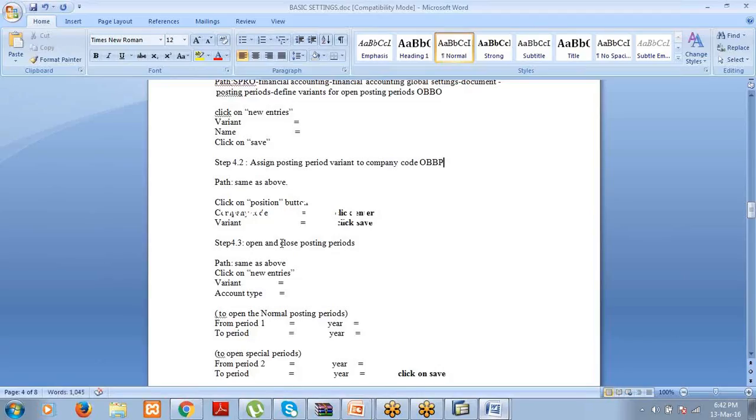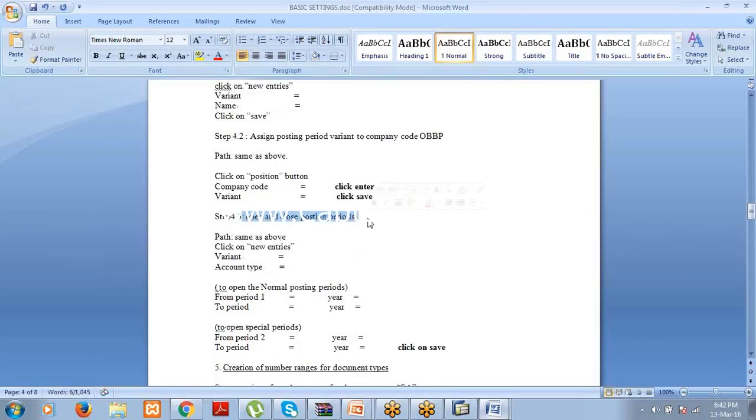Then open and close posting periods. Transaction code OB52.